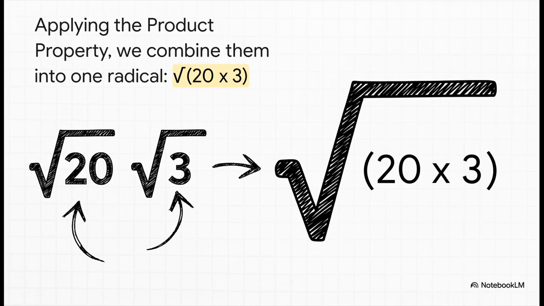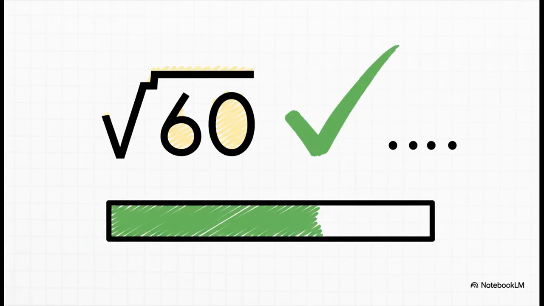We just use that product property we learned. We take the 20 and the 3 and combine them under one big square root. That gives us the square root of 20 times 3. And multiplying that out, we get our initial answer, the square root of 60. Now, if you thought this was the answer from the get-go, hey, give yourself a pat on the back. You are totally on the right track. But, and this is a big but, we're not quite finished yet.